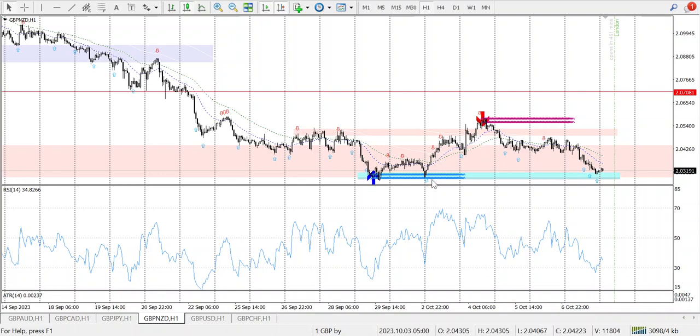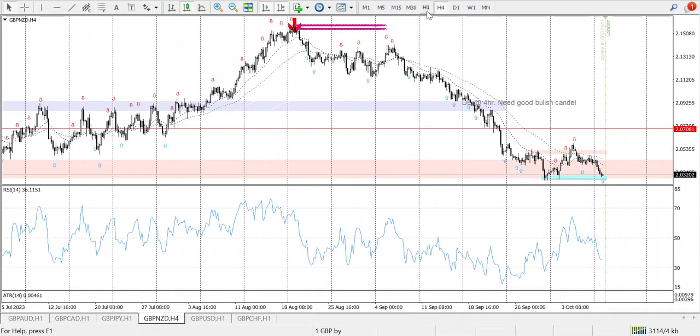Bullish candle. Let me write it down here on the text. Okay, GBP double bottom at four hour. Yeah, so it is here. Let me put it somewhere here.